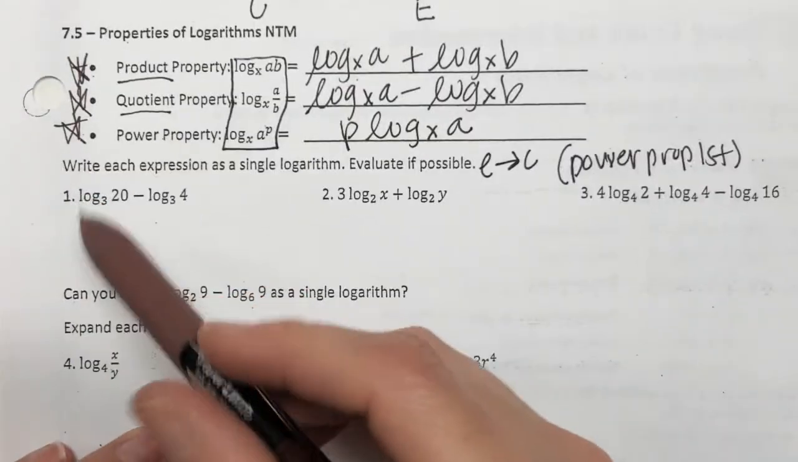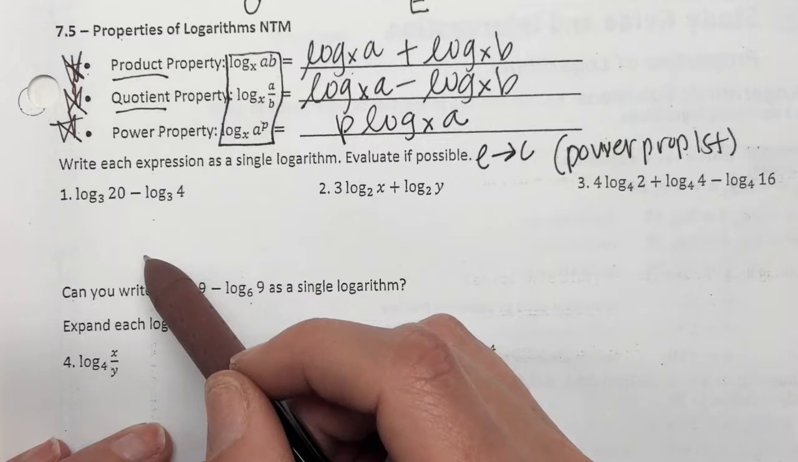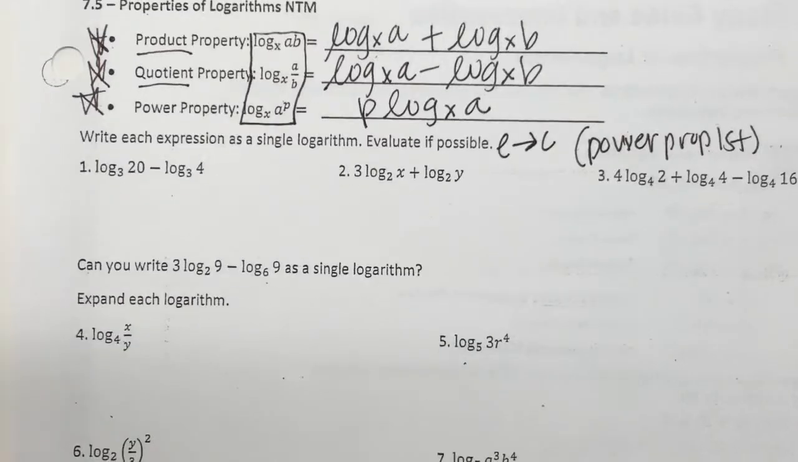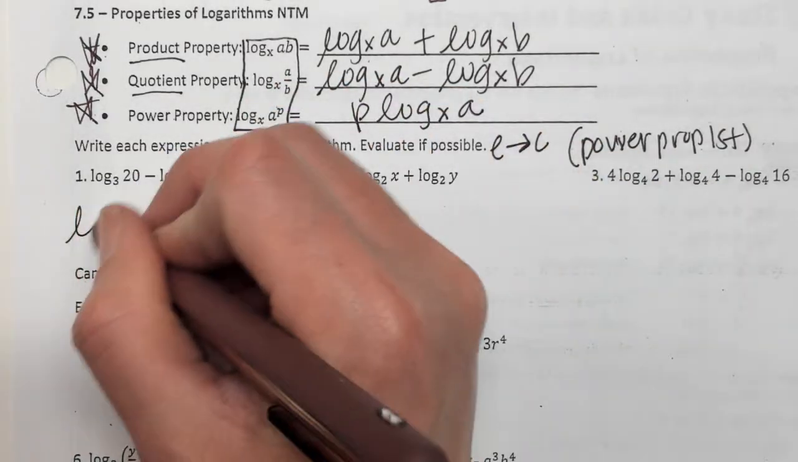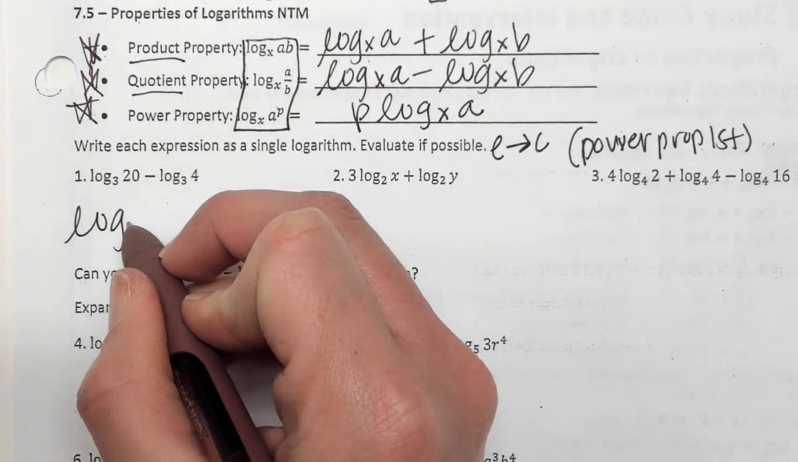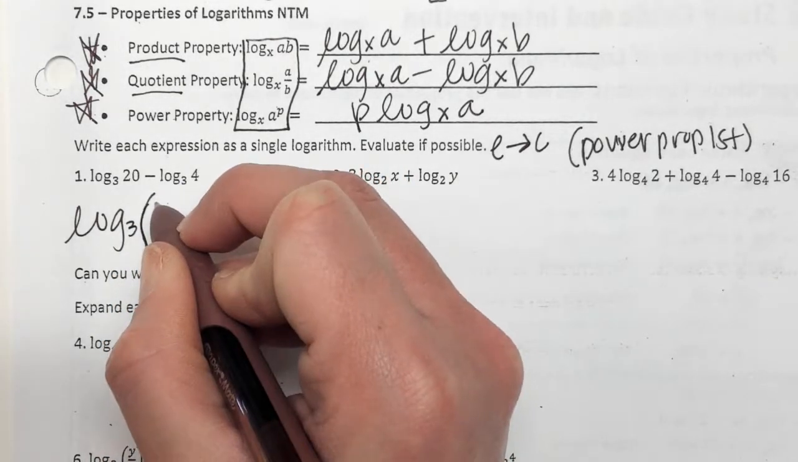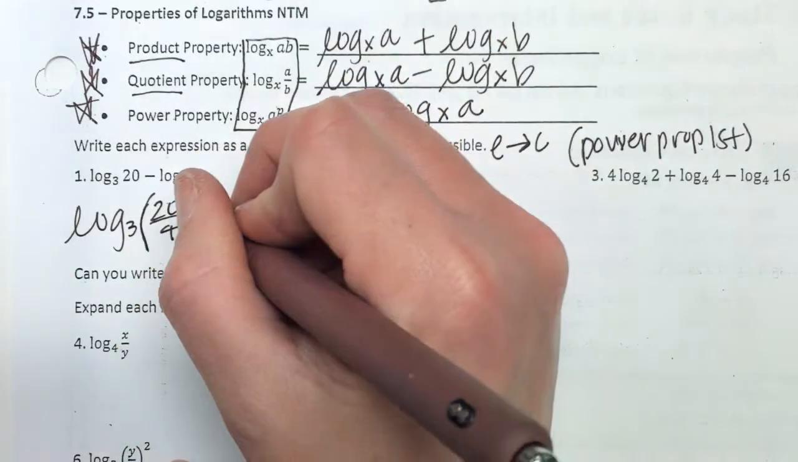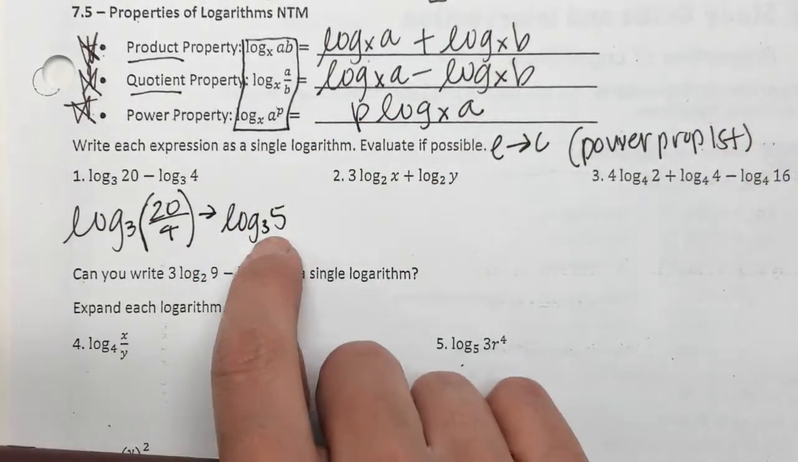Alright, for number 1, what property do you see that we're going to use? How do you know it's quotient? Yes. Is there any other ones like power or product involved in this one? Nope. So we're going to take this and rewrite it as one logarithm. So it'd be log 3 of what? 20 over 4. Good. And let's simplify. This is the same as log 3 of what? Very good.